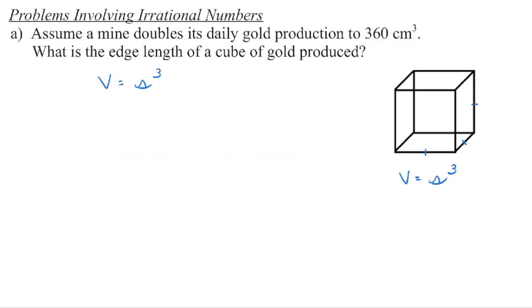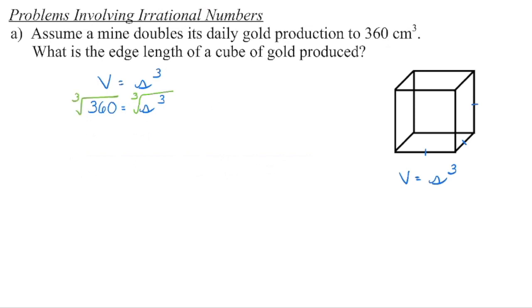So I know that I'm dealing with volume because of the units here. I'm going to substitute that 360 in the place of the volume, and we are looking for the side length, or the length of that edge. So now, if we have to isolate S, we have S cubed. We can get rid of that cubed by cube rooting, and what I do to one side, I have to do to the other side.